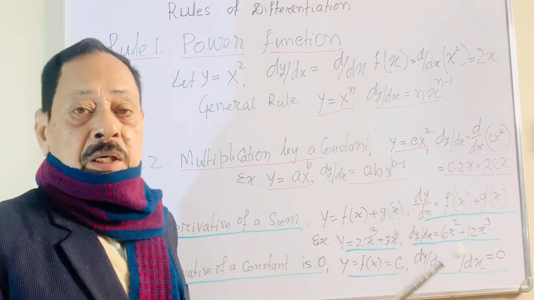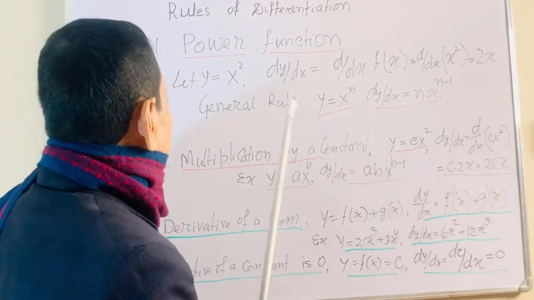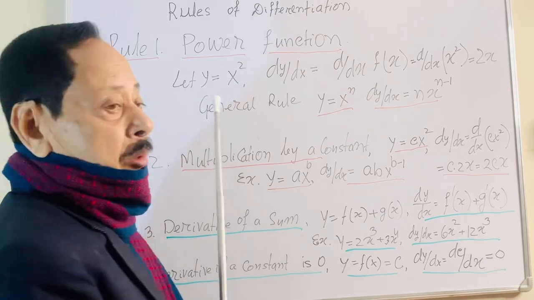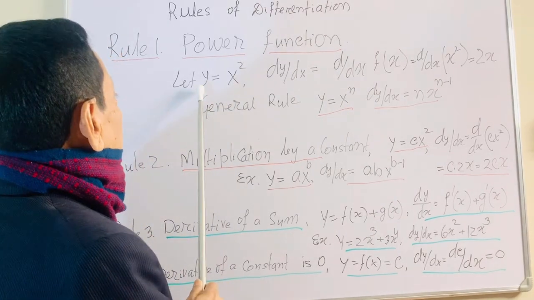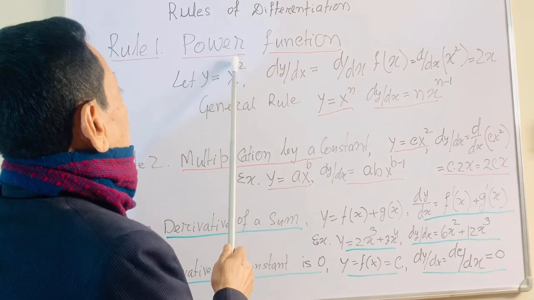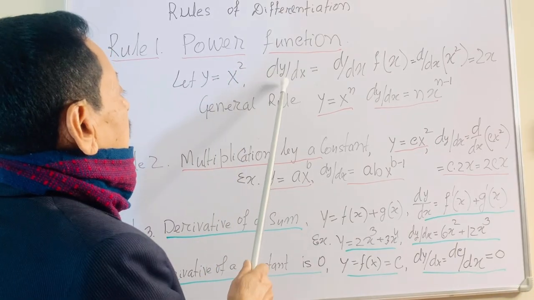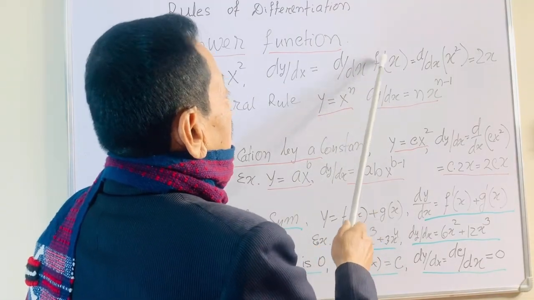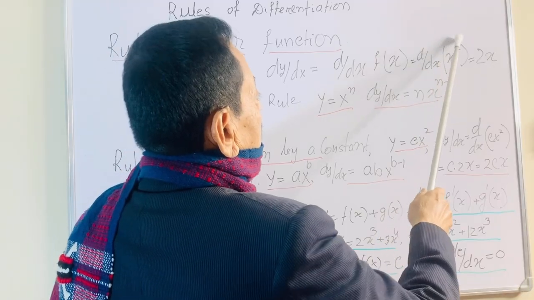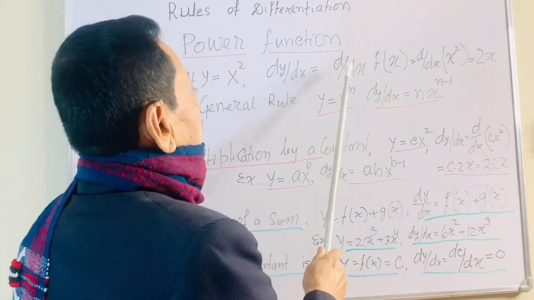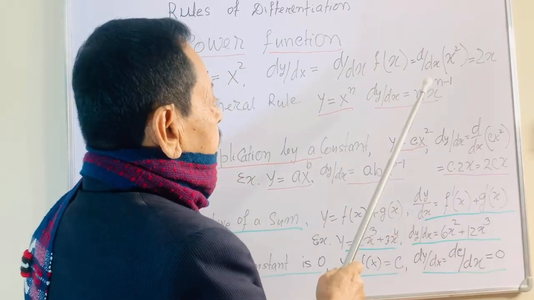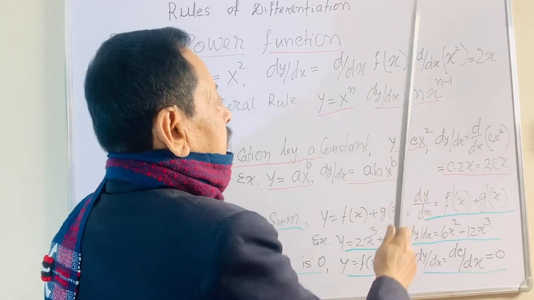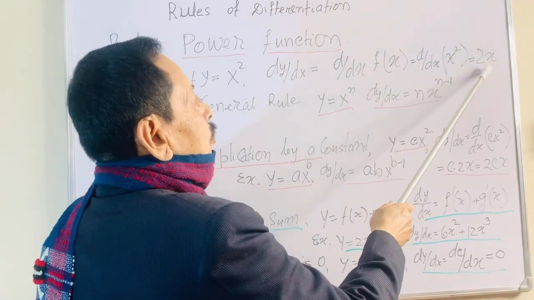If the function is in the power form, say let y is equal to x squared, that means y is a function of x, and the form of the function is y is equal to x squared, it is a power. Now dy by dx of the function x squared, the result is 2x. If it is x squared, it is 2x.